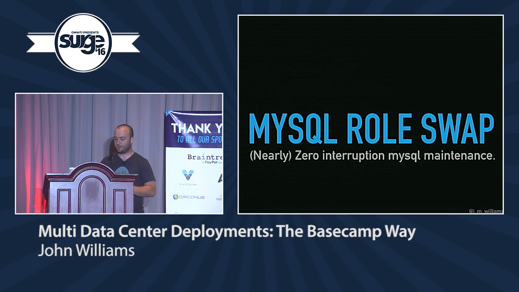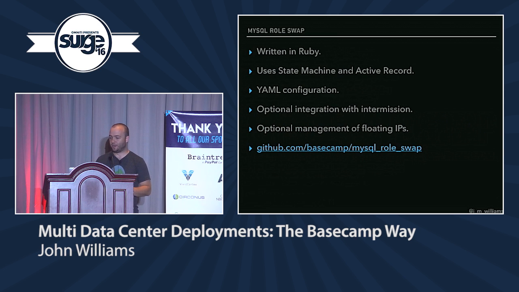The next tool I want to talk about is MySQL role swap. And this is a tool that I wrote at Basecamp, and it plays along nicely with the last tool, Intermission. So we use it to handle the promotion of a MySQL replica, and it handles all of the switching of replicas and primaries. It's written in Ruby. It uses state machine and Active Record. It has a YAML configuration. It's pretty easy to figure out. It has optional integration with Intermission, and it can also manage floating IPs.